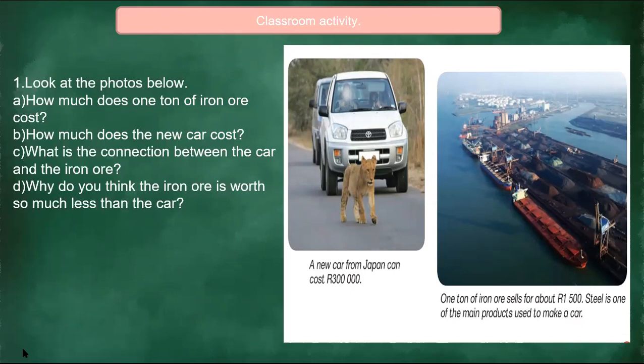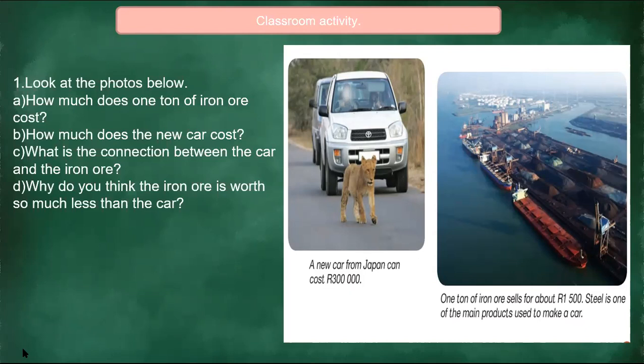I think the car is more valuable than the iron ore because it's been made way better. Yes, it has been made way better. And it's a very good manufactured good. Yes, that is correct. Thank you for your answer.